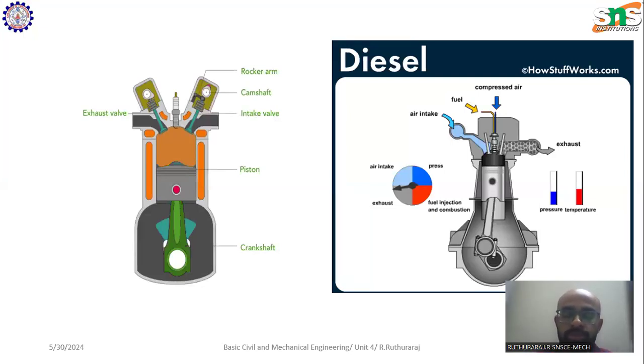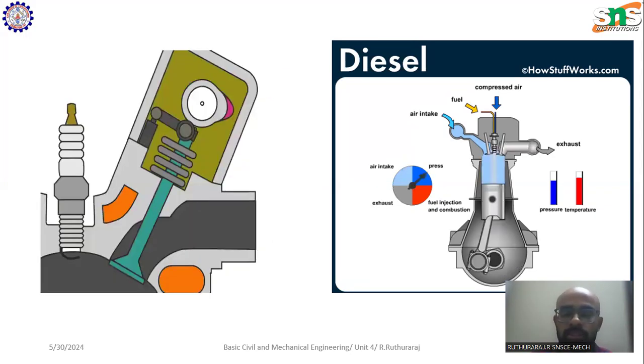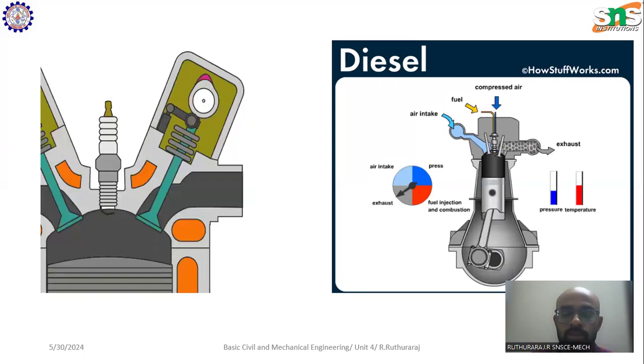In continuation to the previous lecture, where we discussed types of internal combustion engine, in this lecture we will discuss further the spark ignition engine. As I said, a spark ignition engine uses petrol as a fuel. So why are we using a spark plug? A spark plug is used to ignite the petrol.